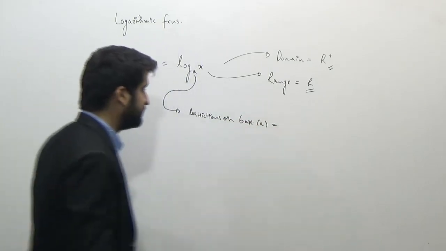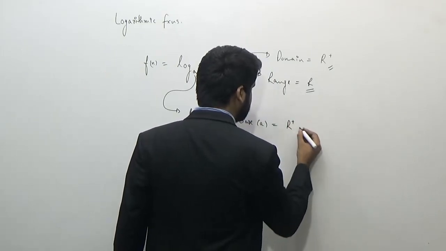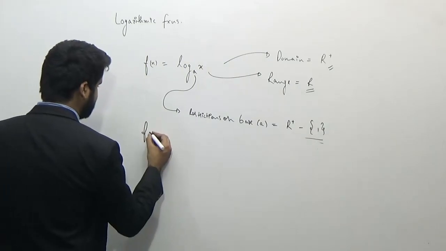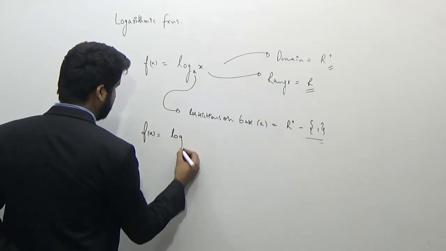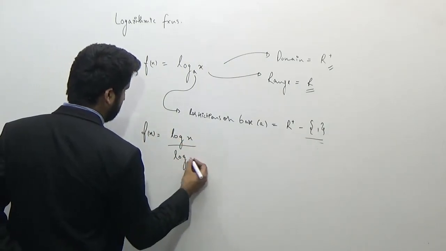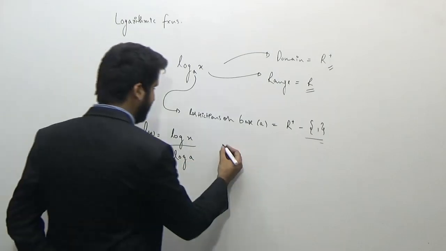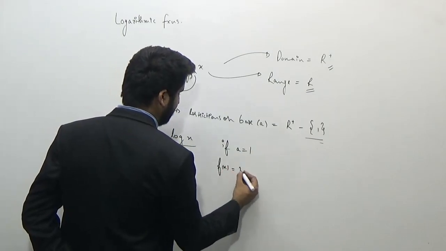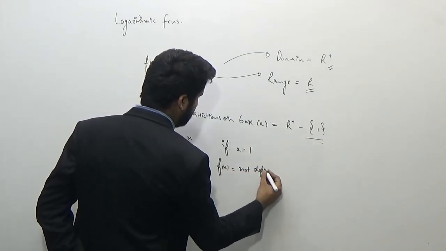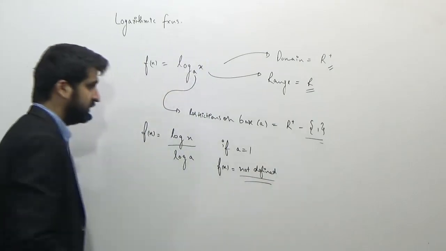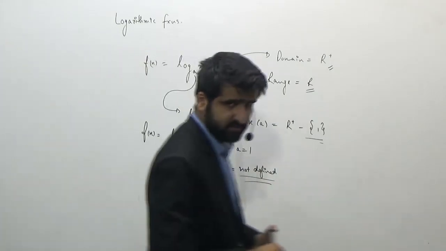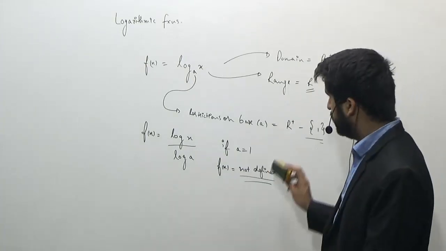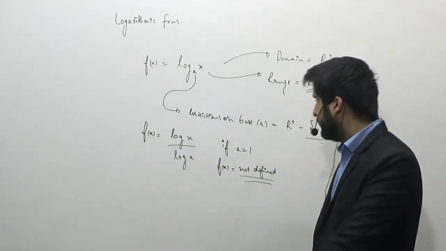Now the restriction on the base is that it can attain all positive real values except 1. Now why can't it attain a is equal to 1? Because f(x) is equal to log x to the base a can be written as log x upon log a by the base changing formula. If the value of a is equal to 1, f(x) will become not defined. Therefore the value will be not defined in this case. So we cannot say that the function is defined. Therefore the value of the base can never be equal to 1.